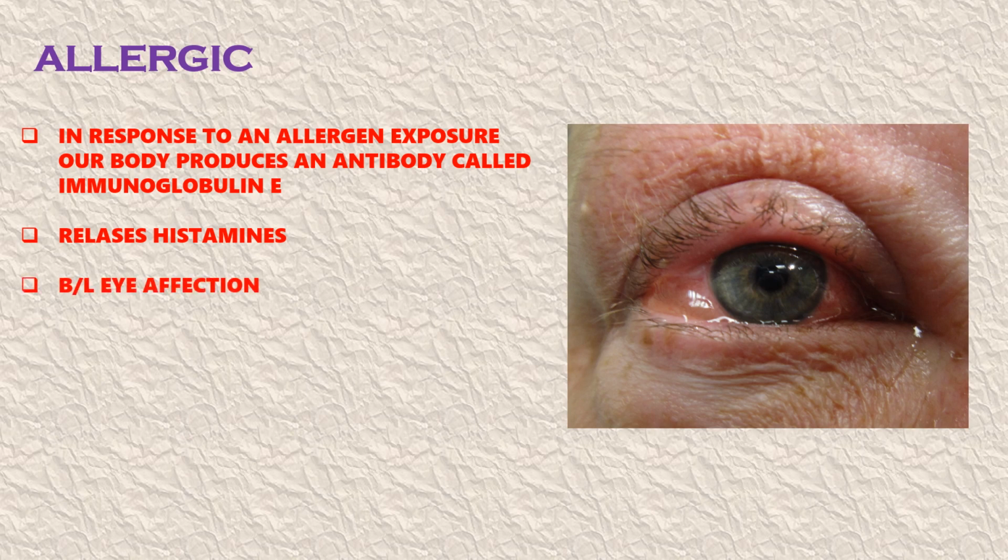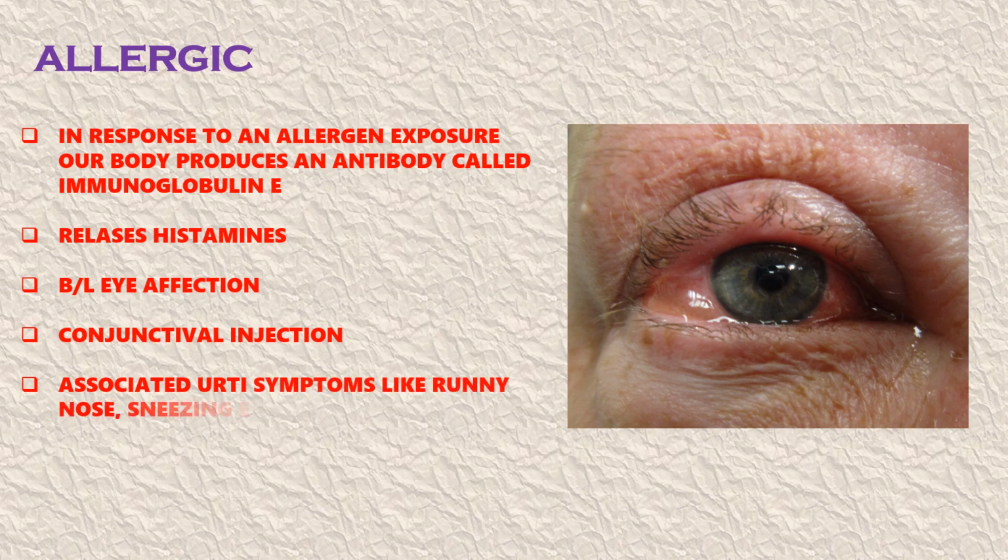There is bilateral eye affection, which means both the eyes are usually affected. There is conjunctival injection, which means there is dilatation of the blood vessels of the conjunctiva. There are associated upper respiratory tract symptoms like runny nose, sneezing, etc., as allergic conjunctivitis is a part of a larger systemic atopic reaction.